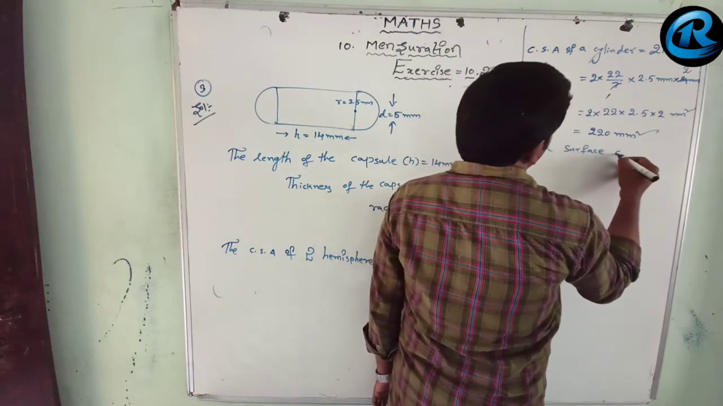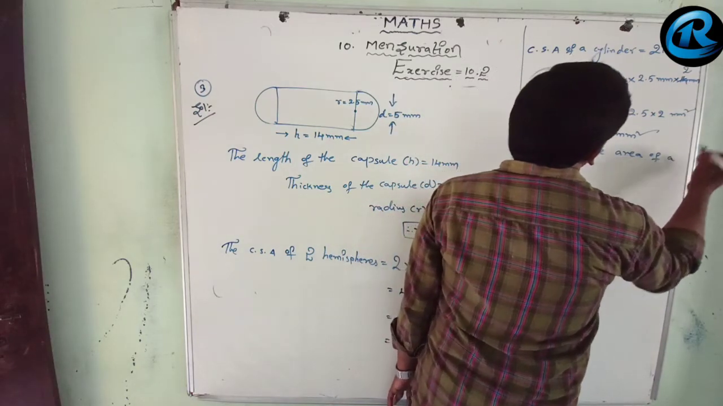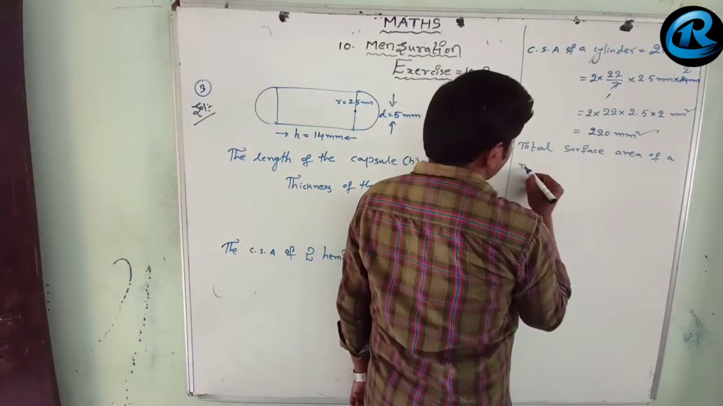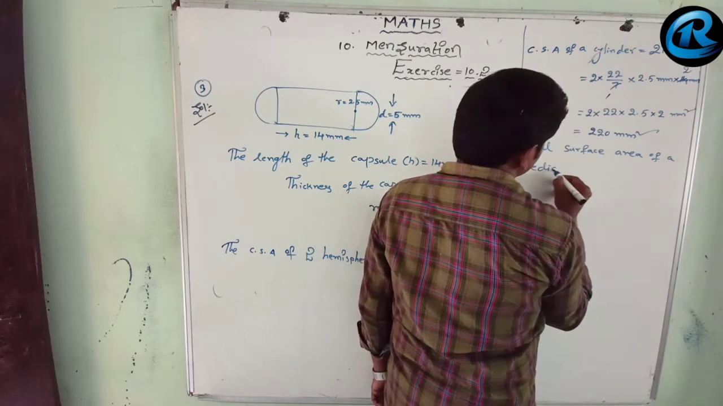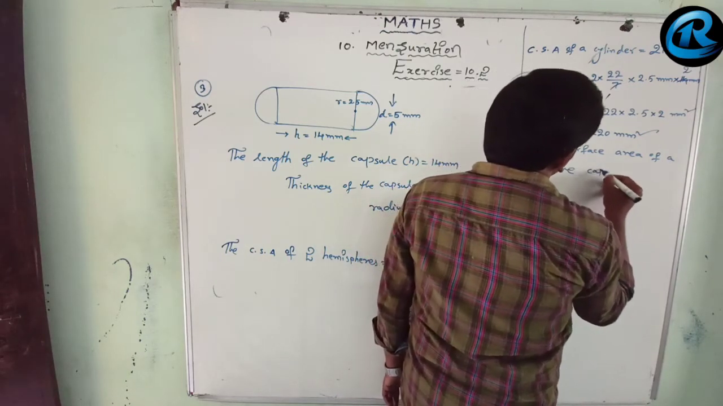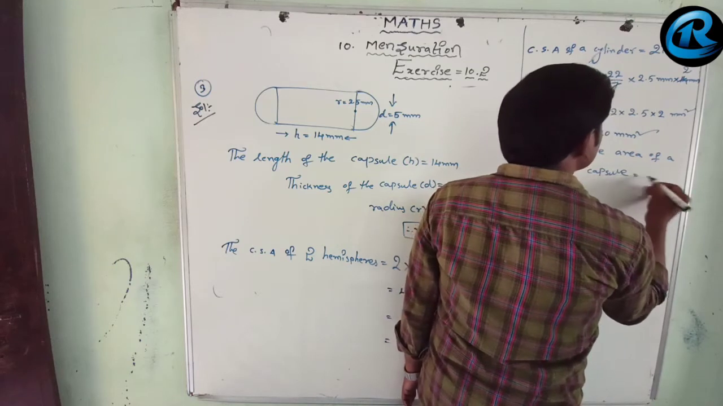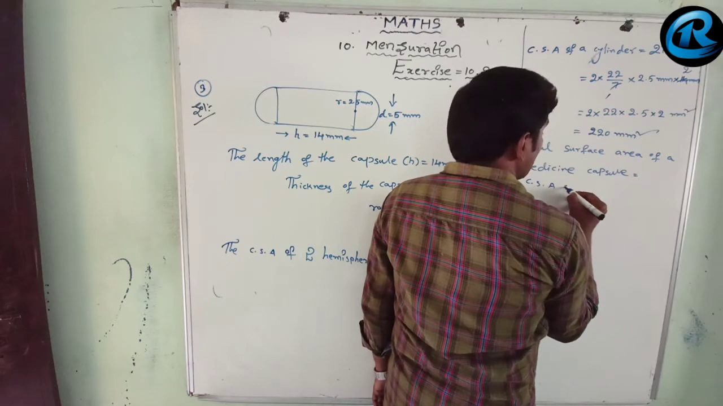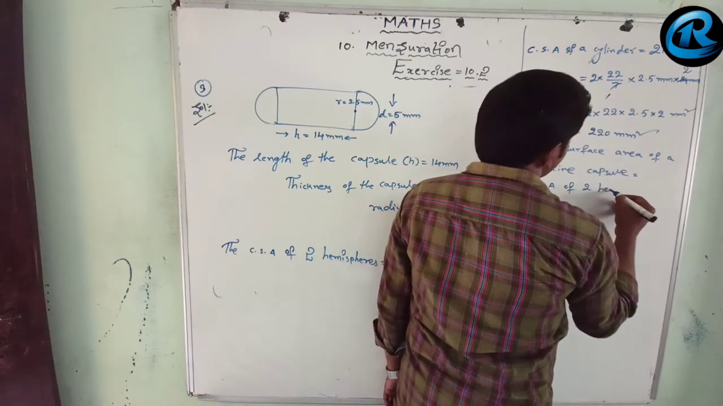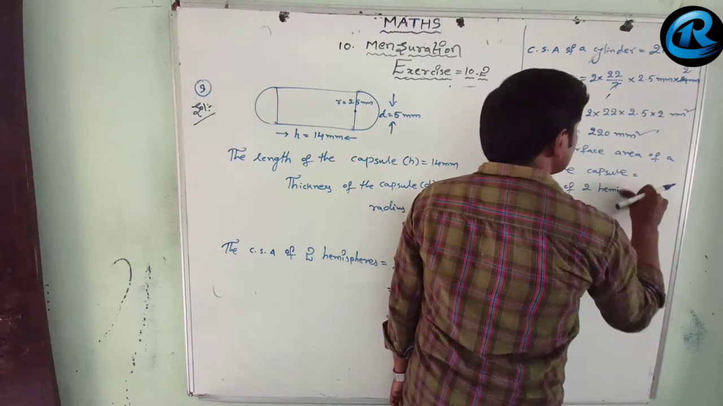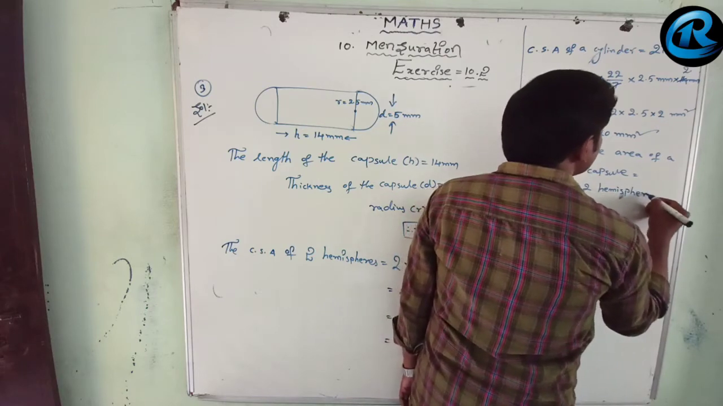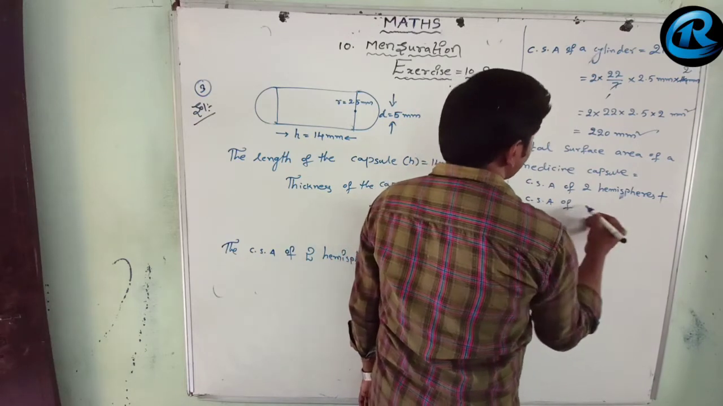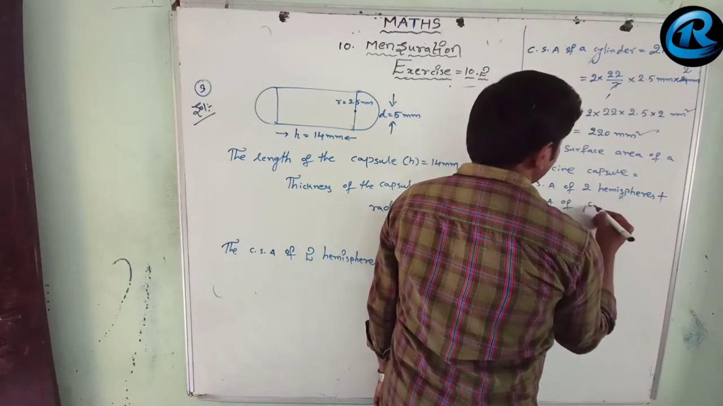Now the total surface area of the medicine capsule equals the curved surface area of two hemispheres plus the curved surface area of the cylinder.